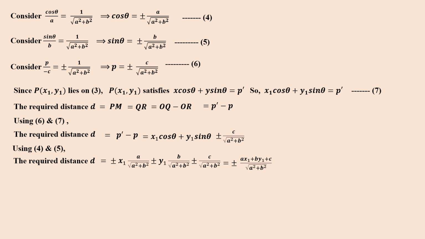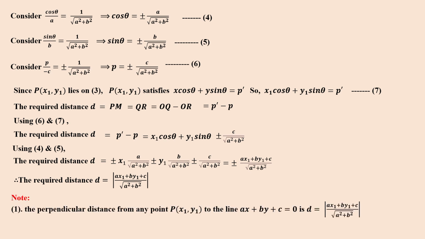So root of A square plus B square is the common denominator. So you will get plus or minus Ax1 plus By1 plus C divided by root of A square plus B square. Plus or minus is also common. So plus or minus means you can write it in the modulus. Therefore the required distance D is equal to modulus of Ax1 plus By1 plus C divided by root of A square plus B square, which is to be proved.